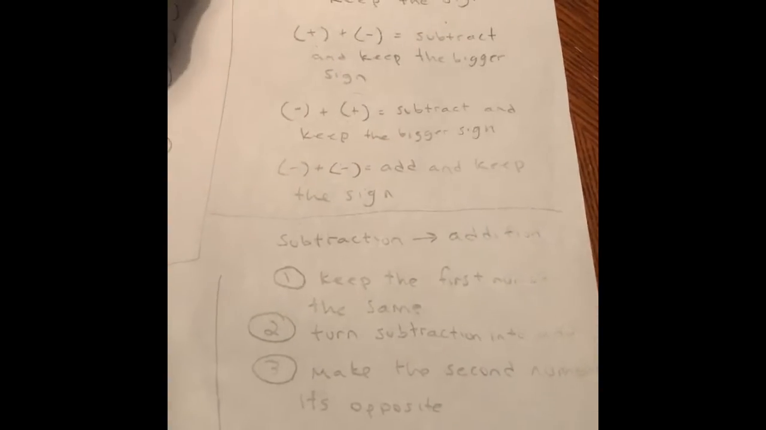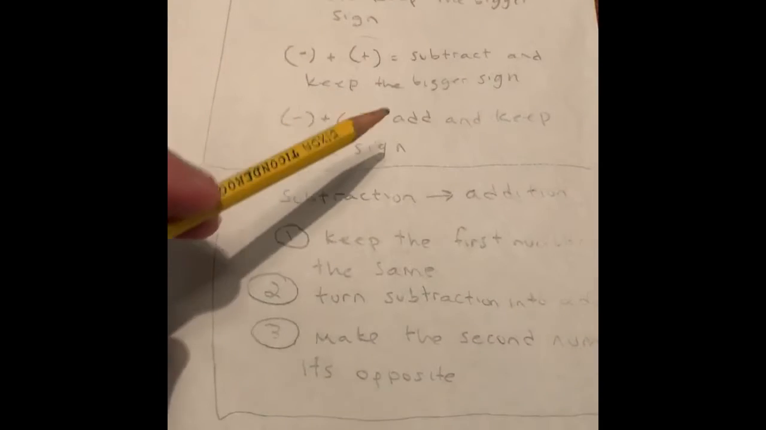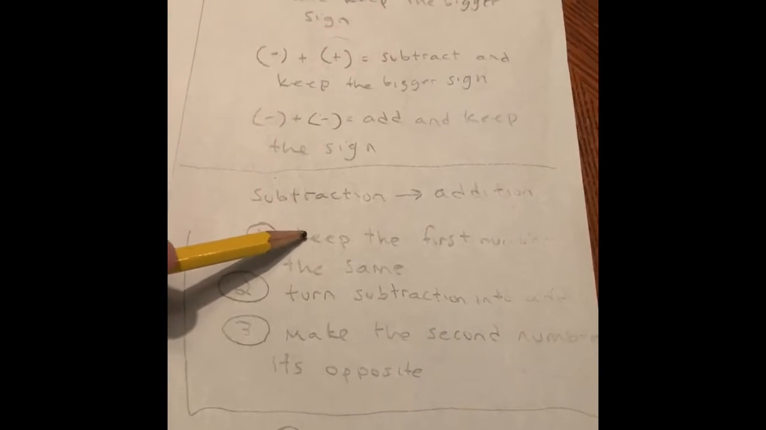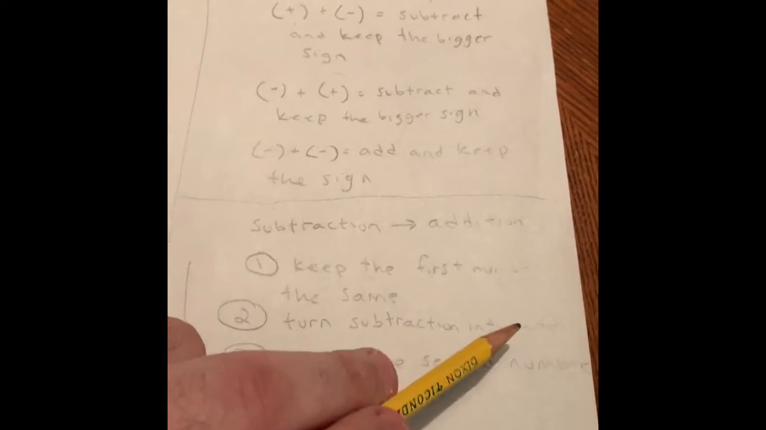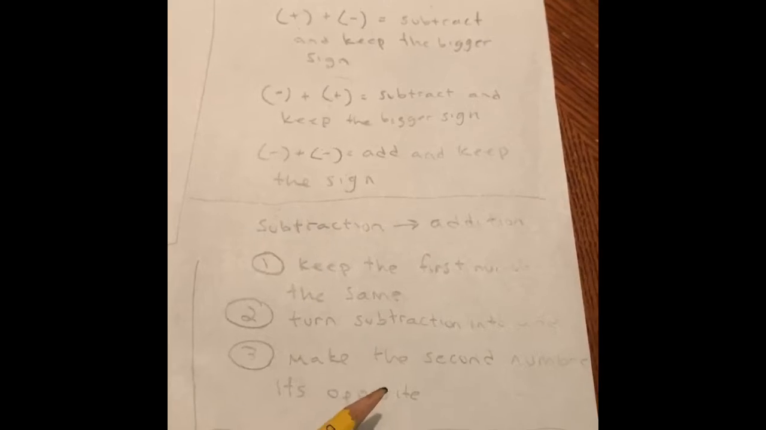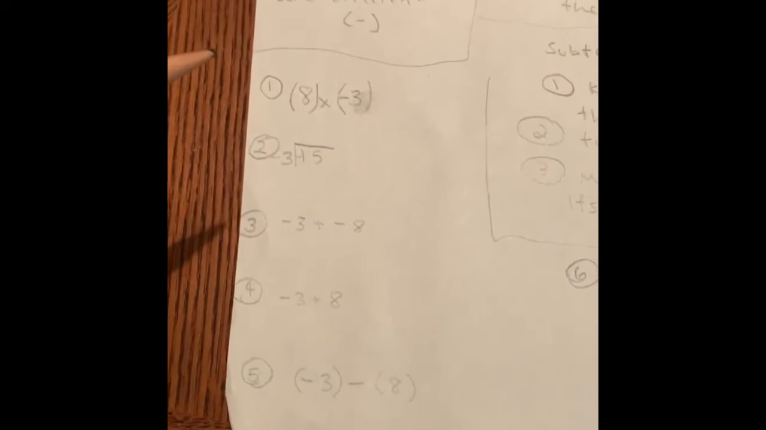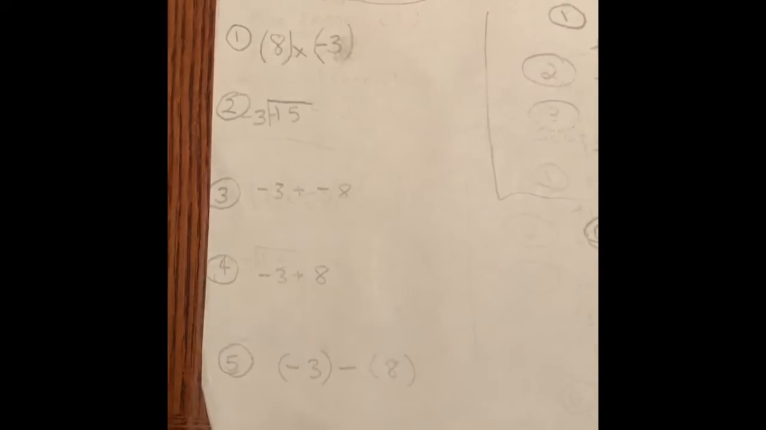And lastly, whenever we have subtraction, we're going to have to turn that into an addition problem. So there's 3 easy steps here. Keep the first number the same, turn the subtraction into an addition sign, and 3, make the second number its opposite. So we're going to go through some examples. And once again, you can go ahead and pause, practice, and then check.